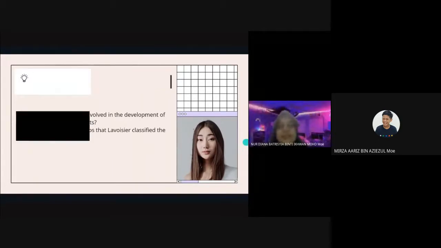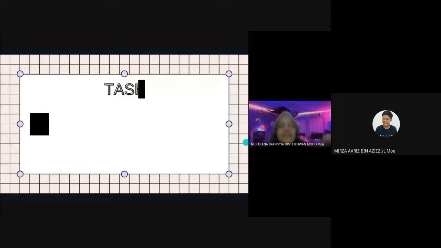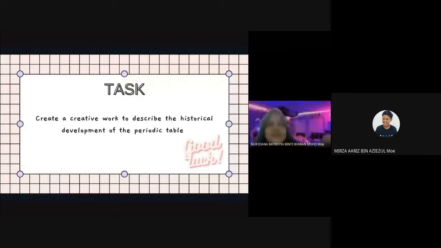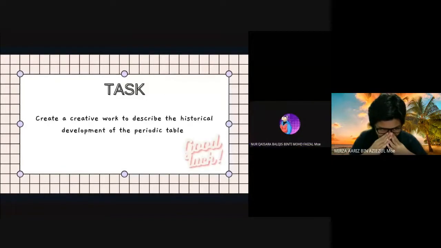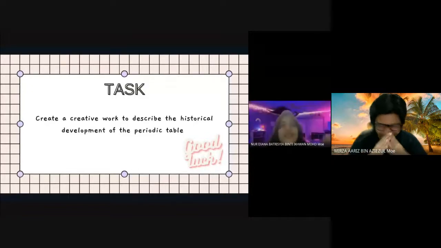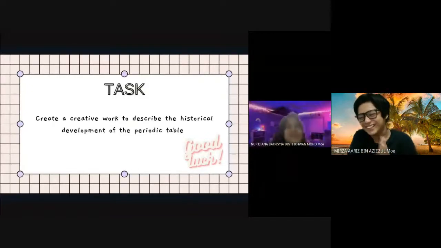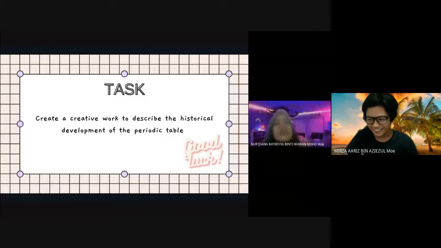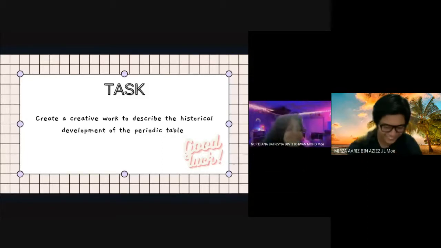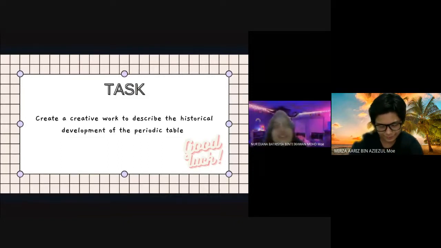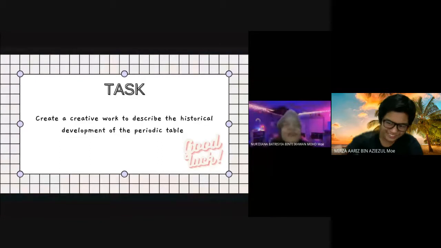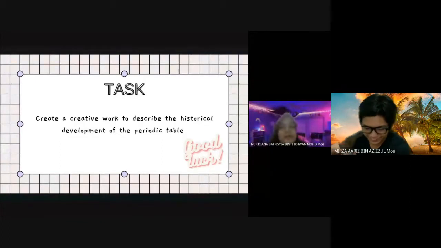All right, next we have the task. So this task is totally group work. Why do I give you group work? Because some of you didn't finish your homework when you did it alone. So I would like to give you group work. It's up to you to make your own group, at least 2 groups here.